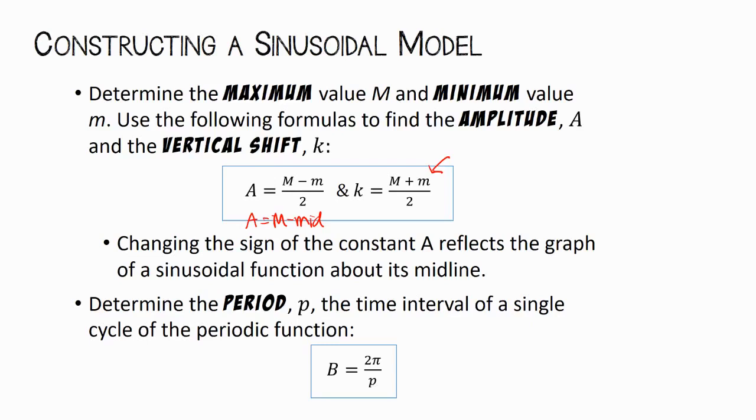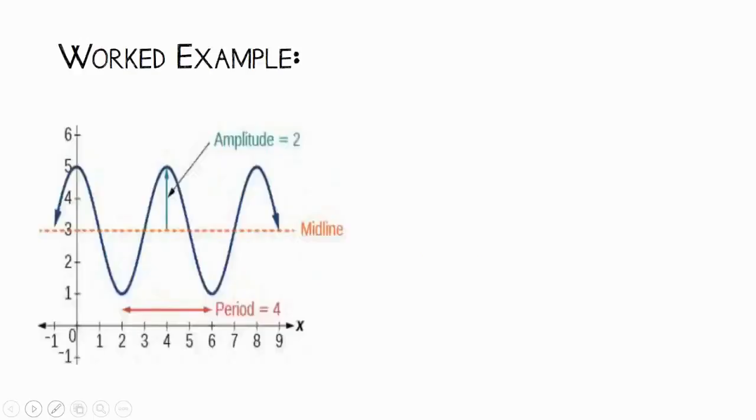So figure out what that horizontal distance is, that is your period, so that you can then find the b value to write in your equation. And the b value, if you'll remember, is just 2 pi over the period. So let's look at this worked example.